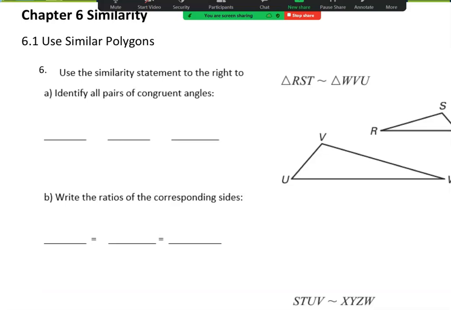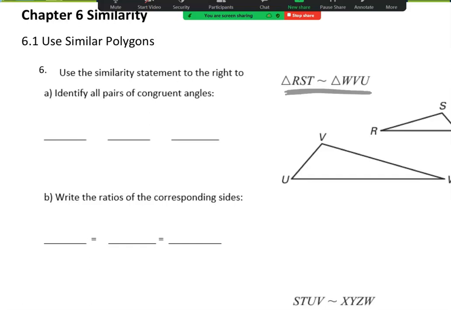Okay, in this video, we're going to work on similarity, and we're working on 6.1 similar polygons first. It says use the similarity statement to the right to identify all pairs of congruent angles. Here's your similarity statement. This is huge to work with, especially in this situation when the orientation of these two triangles is different. So I'm not even going to look at those triangles because that will just confuse me.